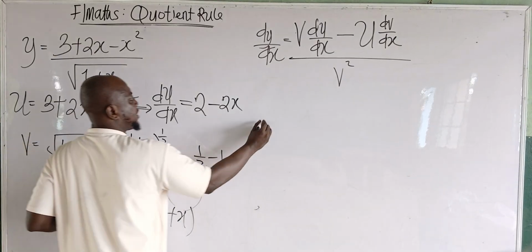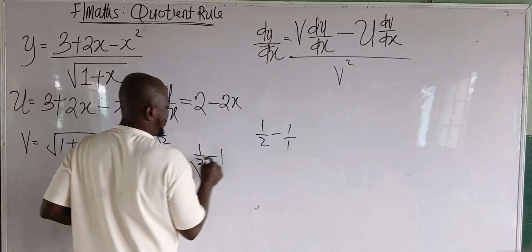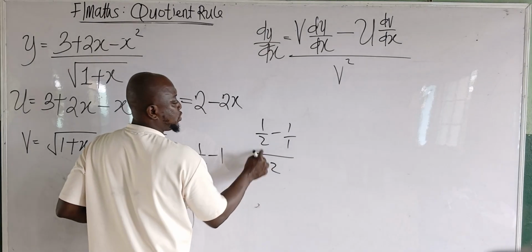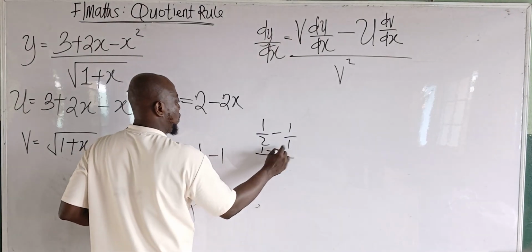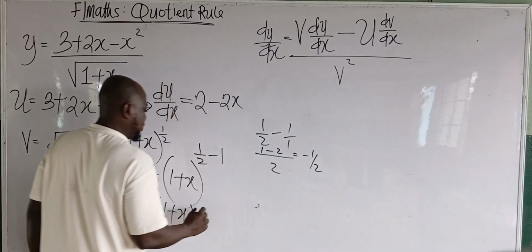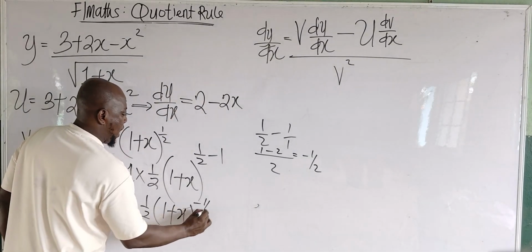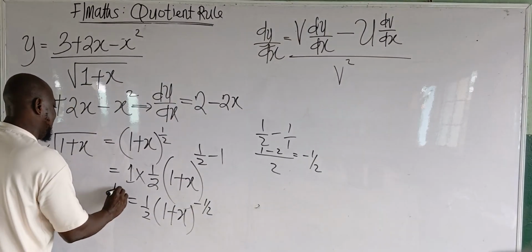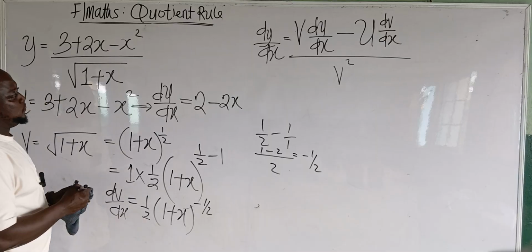Now, from here, let's find the LCM of this one. That will give me 2. 2 into 1 times this one will give us 1. 1 into 2 is 2 times this one. I'm having minus 1 over 2. So here becomes minus 1 over 2 as my dv over dx.